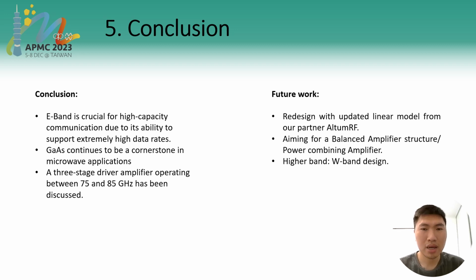For my future work, with the updated linear model from our partner Autumn RF, I have to redesign my amplifier to fix the gain slope at the higher end of the frequency. We also aim for a balanced amplifier structure, which has a reflectionless return loss. And we also aim for higher power, such as a power combining amplifier. And for higher bands, we intend to design an amplifier in W band as well.